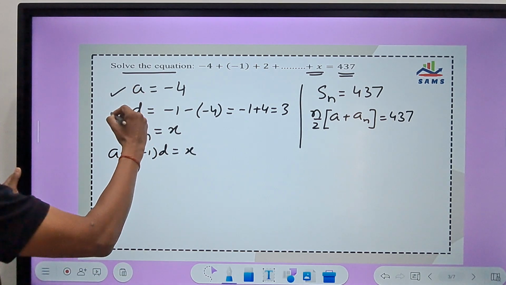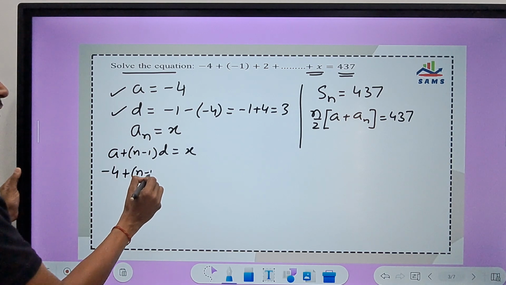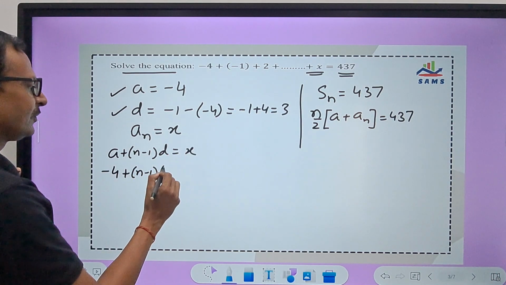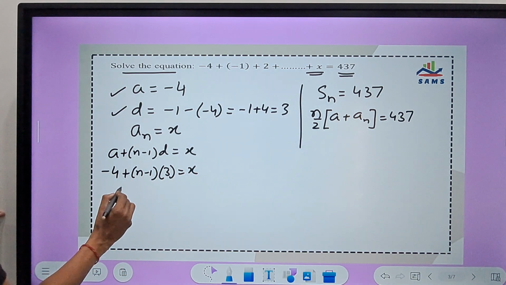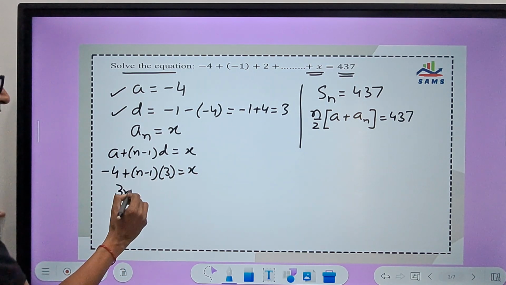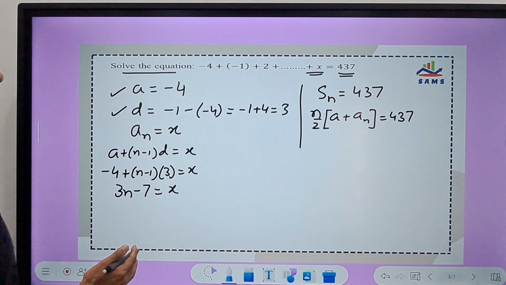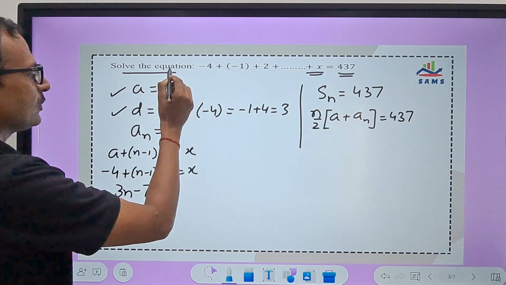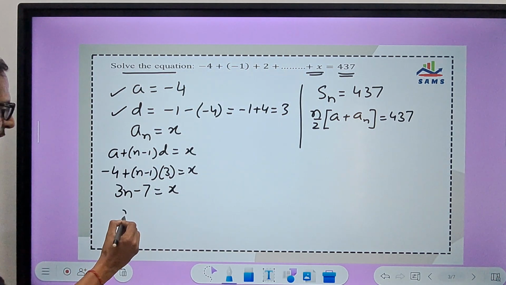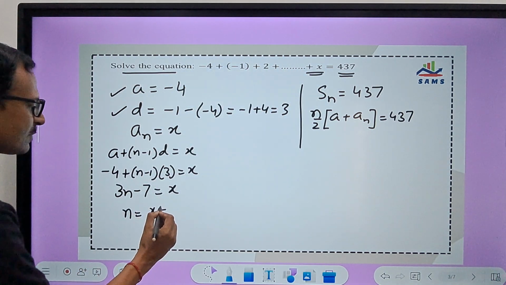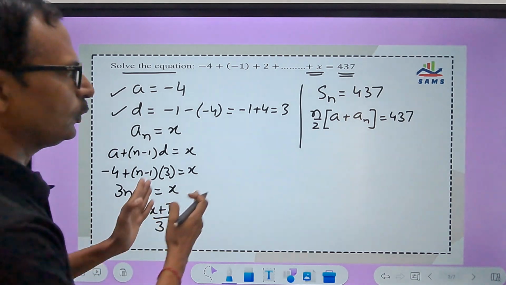So let's put the values of a and d. A is -4 plus (n minus 1) into d, which is 3, equal to x, and that gives me 3n minus 4 minus 3, which is 3n minus 7, as x. Because see, I have to solve the equation. That means I have to get the value of x. So the value of n can be picked up from here, which is (x plus 7) upon 3.